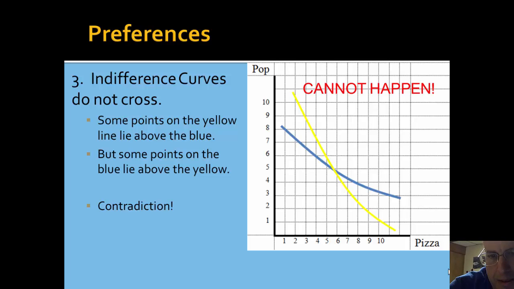So we can't have a situation where more is preferred to less implies that we prefer the yellow bundles to the blue, but then in a different part of the graph implies that we prefer the blue to the yellow. This is a contradiction, and this can't happen. So indifference curves cannot cross.